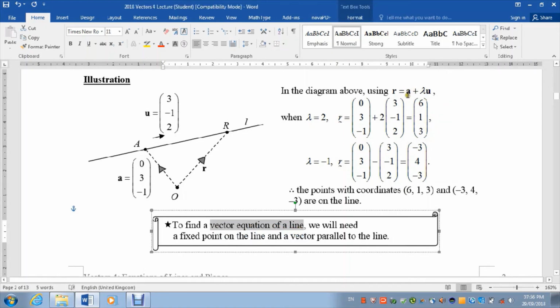So if you're asked to find the vector equation of a line, you notice you need a fixed point on the line. So you need to know the position vector of a point on the line, and also you need to know a vector that is parallel to the line. So two things you need to know before you can form the vector equation of a line.